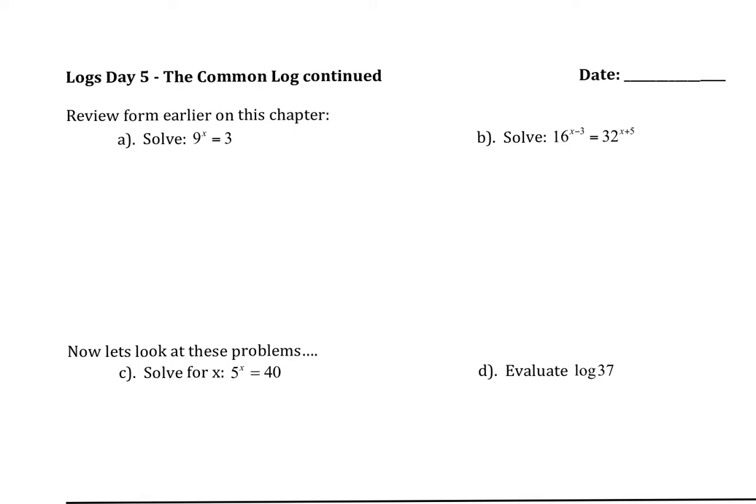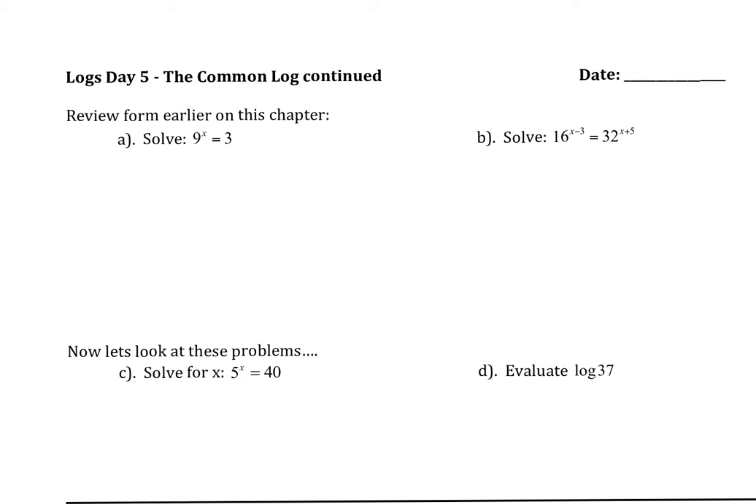So for today's notes, we're going to continue the common log. Before I do that, there's two problems here I want to review. Notice in both A and B, the variable is in the exponent. When we solve equations this way, we always look to get like bases. So notice in A, 9 to the x is equal to 3.